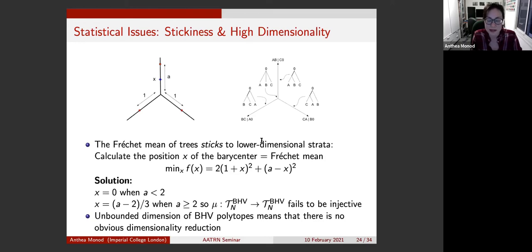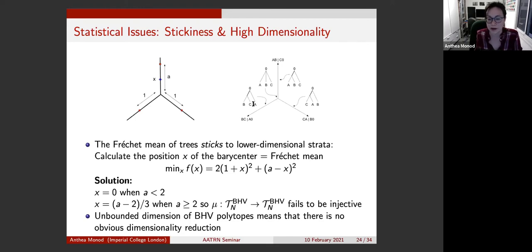Well, the reason is that if you want to do statistics with sets of phylogenetic trees, which was the original motivation, you run into some pretty bad statistical issues. Two of them are known as stickiness and high dimensionality. Stickiness is something kind of special. So here's an example of stickiness. This skeletal structure, this three spider, is exactly the B-tree space of the trees with three leaves. You can see here the representation of it.